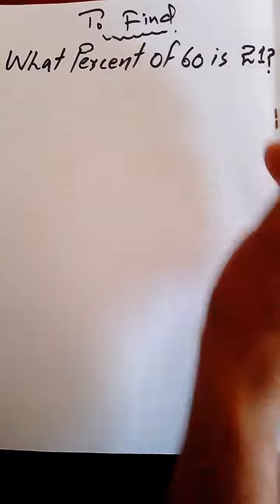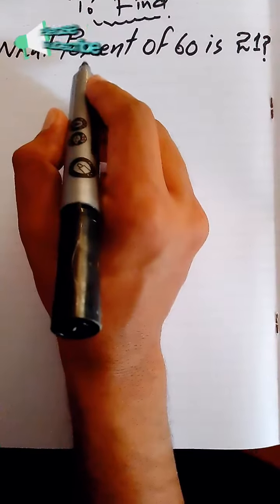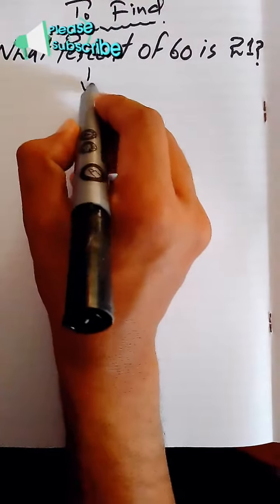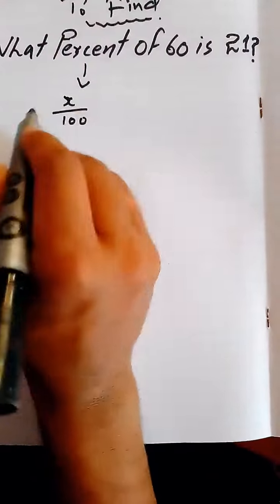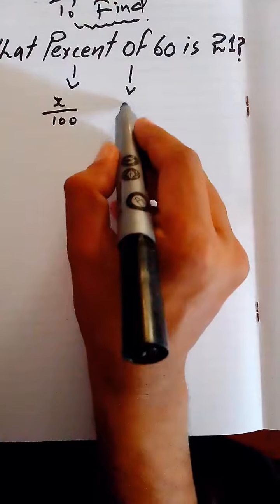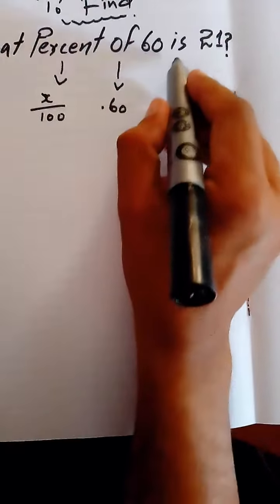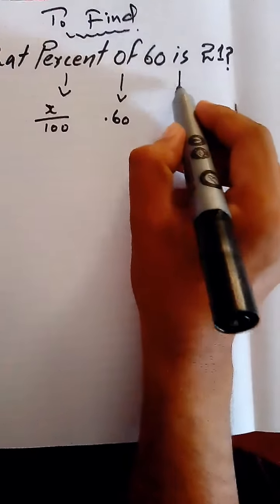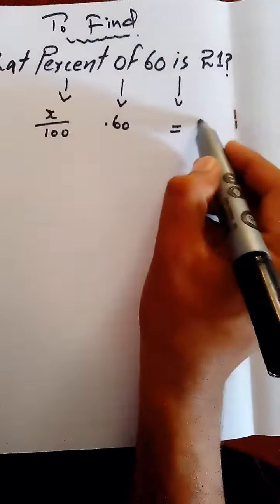To find what percent of 60 is 21, we write x over 100 of 60, where "of" means multiplication, and the equal sign is 21.